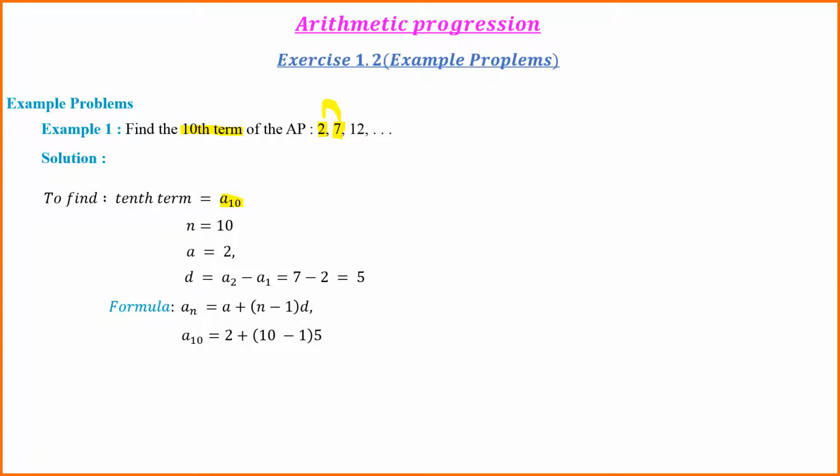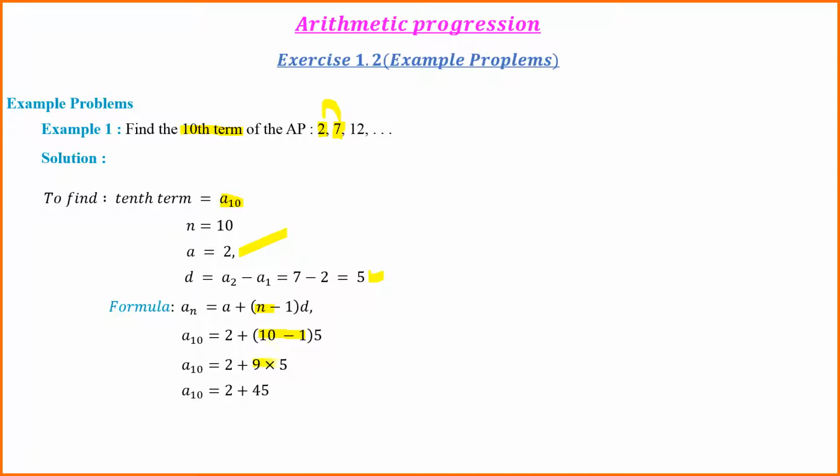What is the value of a? It's 2. What's the value of n? It's 10. What's the value of minus 1? It's going to be the same. Then the d value, it's 5. Then 10 minus 1 is 9, into 5. The bracket tells us it's a product. Yes, 9 into 5 is 45.